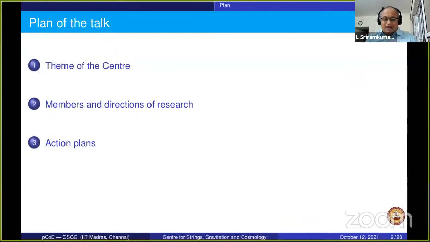Once I have explained the theme of the center, I will very briefly introduce the various members of the group and the various directions of research they are involved in. And finally, I'll very briefly sketch the plans of action that we expect to implement over the next couple of years.